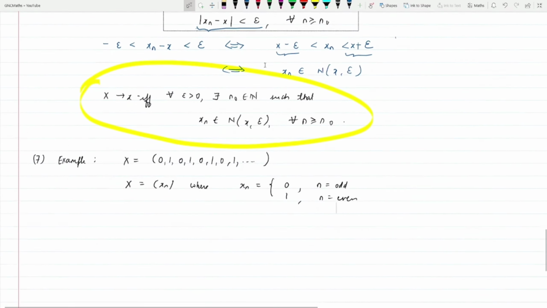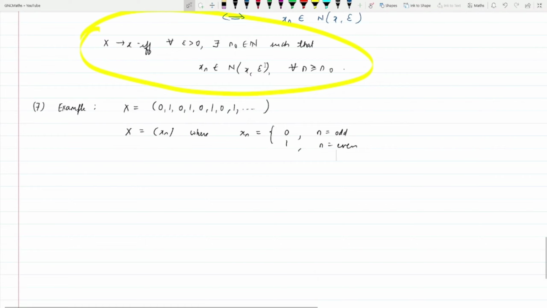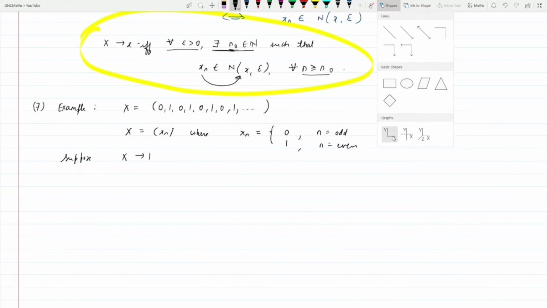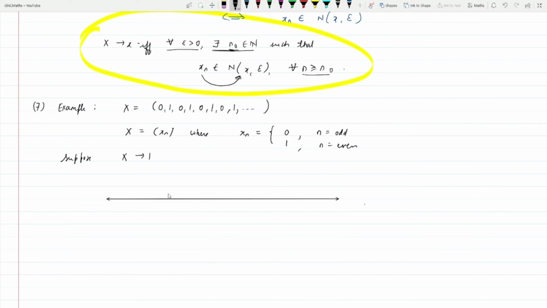Now we are going to talk about the convergence of this sequence. Suppose you make a claim that the sequence x converges to 1. If we were to apply the definition, it says that for any positive epsilon, you should be able to produce a natural number n naught such that all terms of the sequence after this natural number n naught are going to be contained in this neighborhood. So let me draw a number line first. Here we have the number line and let me place the limit. So this is the limit which we are saying, 1.